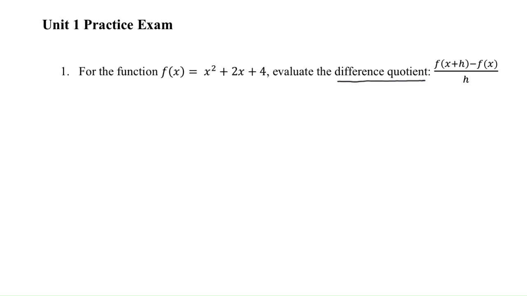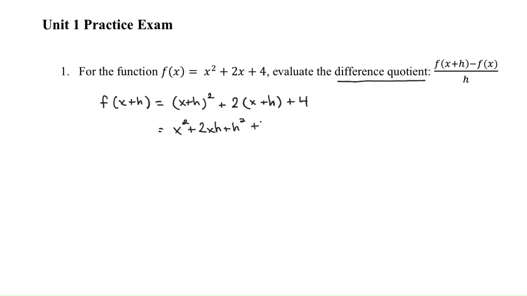What I suggested doing first is evaluating f of x plus h for the function. Now, this function has two places with variables, x squared and 2x. Remember what I suggested is anytime there's a variable, make an empty set of parentheses. And then the x plus h fills in the parentheses. And we have to simplify this. So that's f of x plus h.